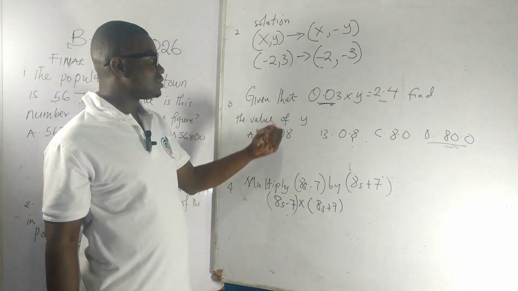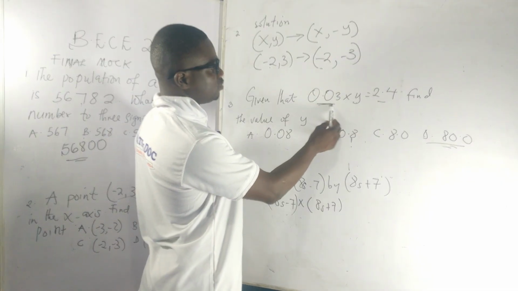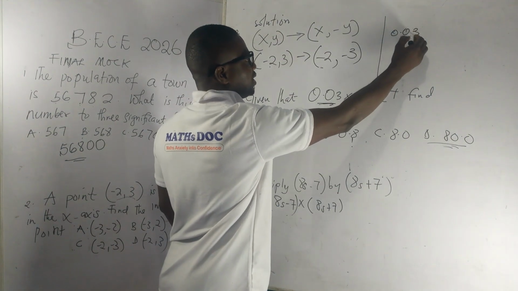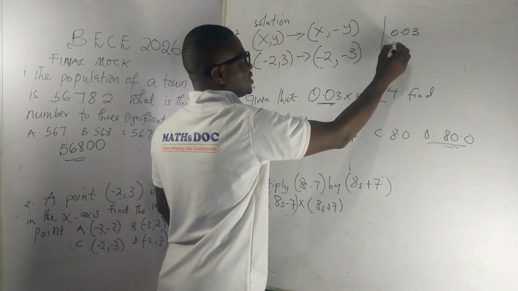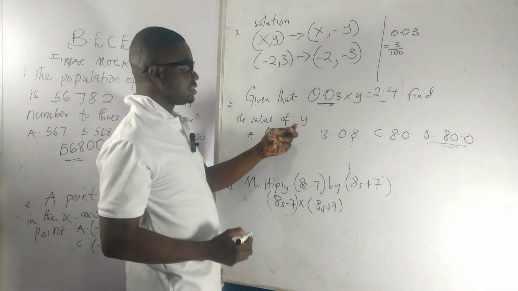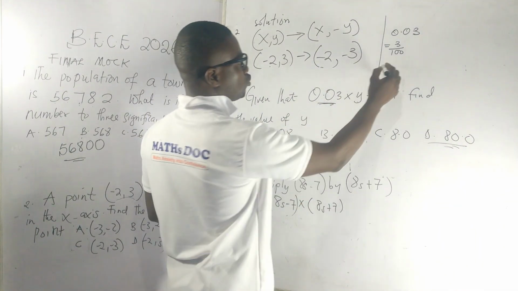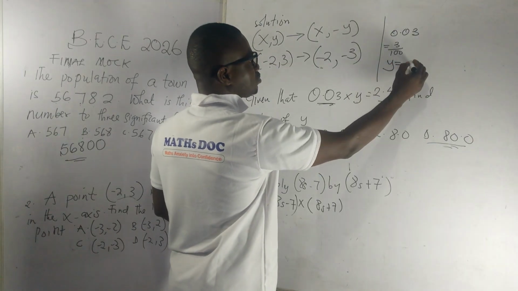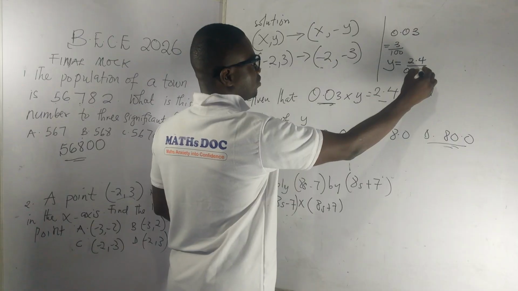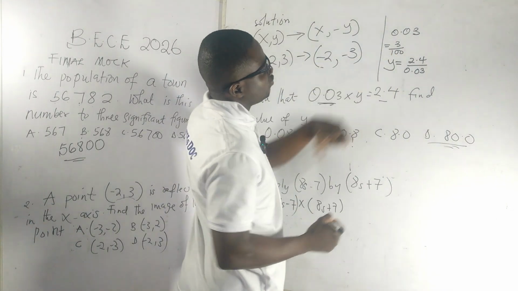Now let's come to the next question. What you have to do for this one is just change this value. We have 0.03, which is the same as 3/100. So in that case, we are to make y the subject. So we have y to be 2.4 over 0.03. And we know the 0.03 has been made to be 3/100.